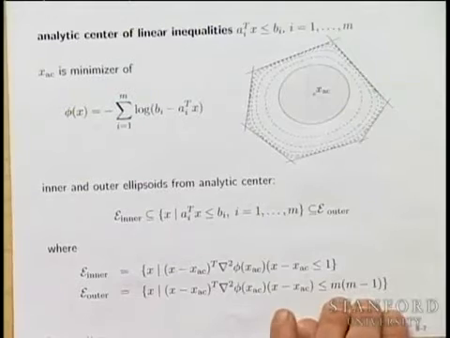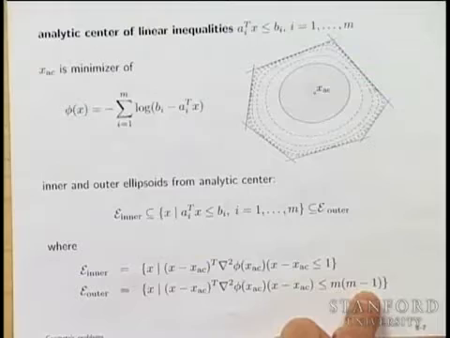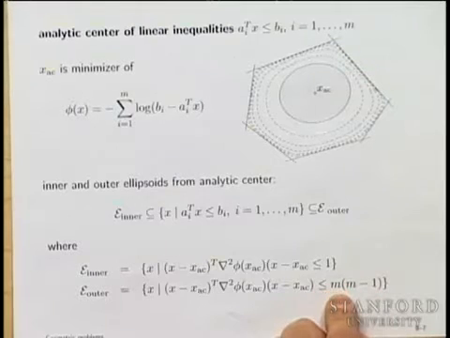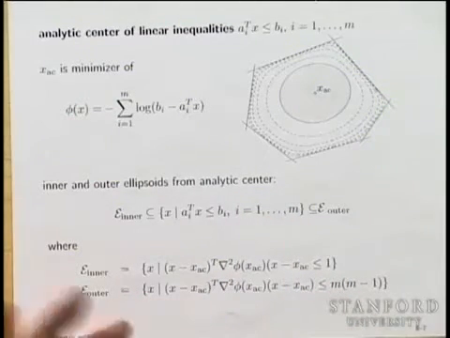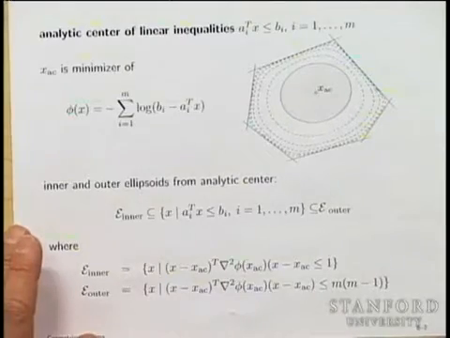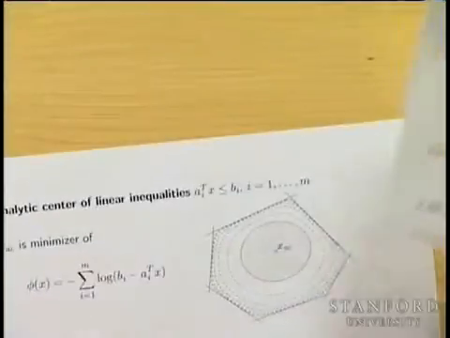Now, the bound is interesting. You can puff up the ellipsoid by a factor of m, that would be m squared. But m is not the space dimension. It's the number of inequalities. So it's worse than the maximum volume ellipsoid or Löwner-John ellipsoid. So that's it. But we'll get to these ideas later. Okay.